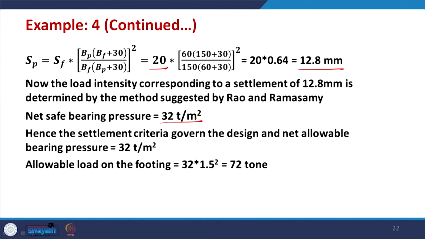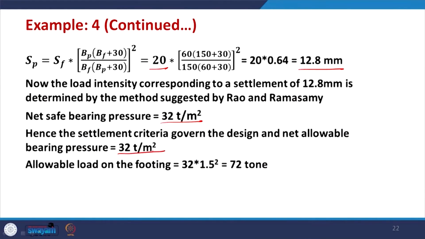Now you have two values: one value is coming from the bearing capacity point of view, the ultimate bearing capacity which we obtained in the last slide, that was 72 ton per meter square, and from the settlement criteria, 32 ton per meter square. Naturally, for a safer design you need to use the lower value. So, the settlement criteria will govern the design, and this is normally so for granular or sandy soil. So, your answer comes 32 ton per meter square as the allowable load intensity, and the allowable load will be simply this intensity multiplied by the area, which is 1.5 into 1.5. So, your answer is 72 ton. This is the final answer for this.